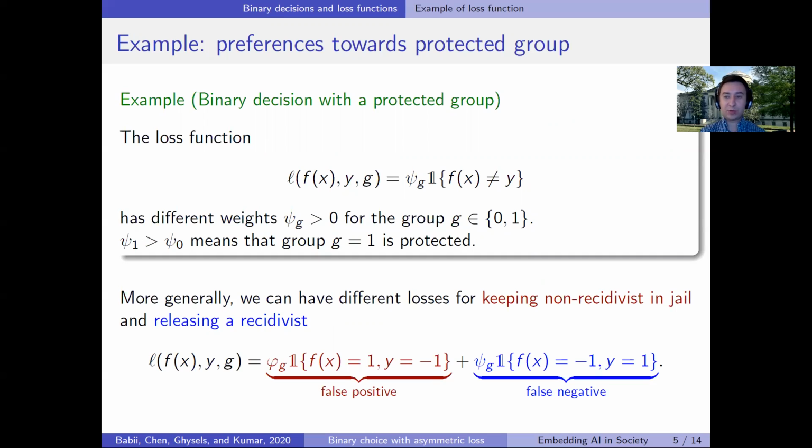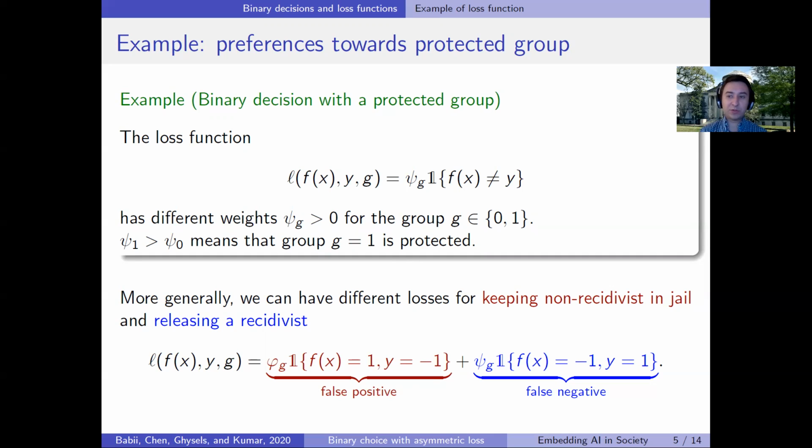And for example, we may want to have a loss function that pays different attention towards different groups of individuals. So if you find that the algorithm discriminates against a certain group of individuals, we may want to make this group a protected group. And we may want to adjust our losses so that if the algorithm makes a mistake for the protected group, it suffers higher losses. And more generally, we can also have different losses for making false positive and false negative mistakes.